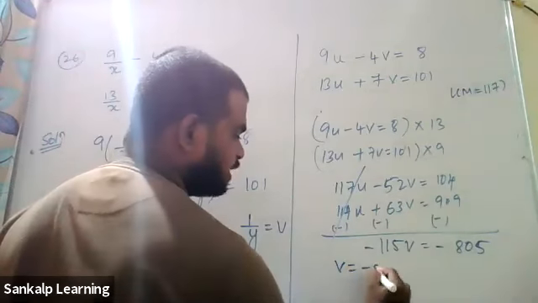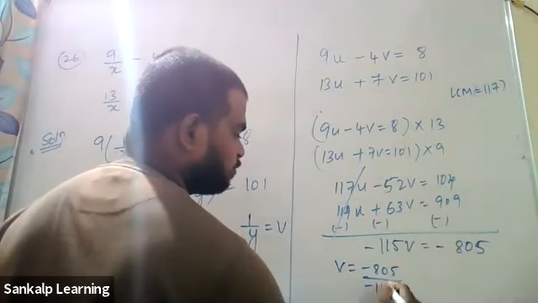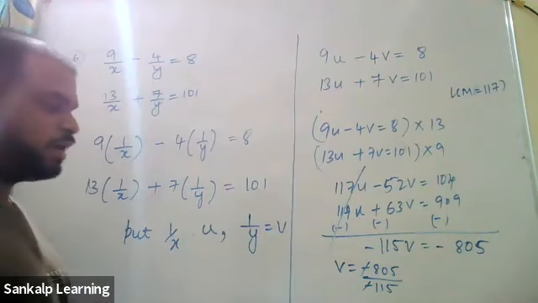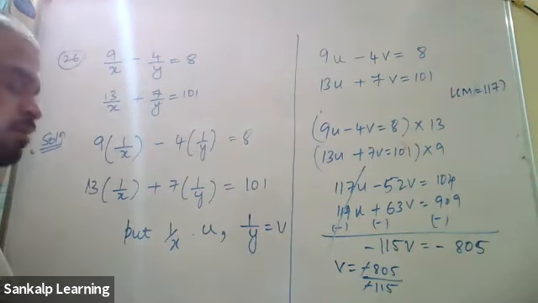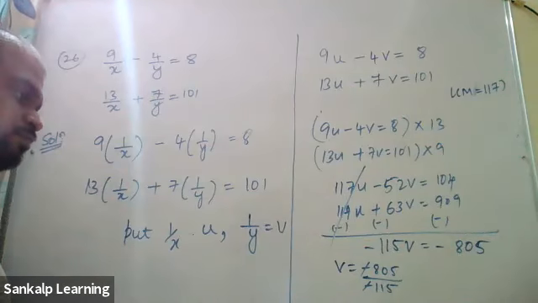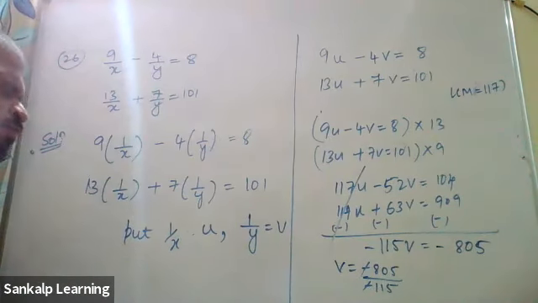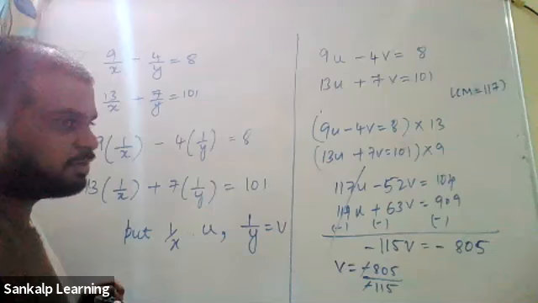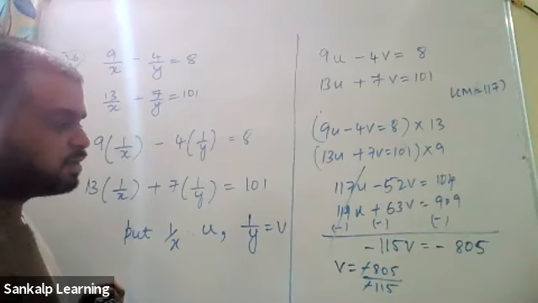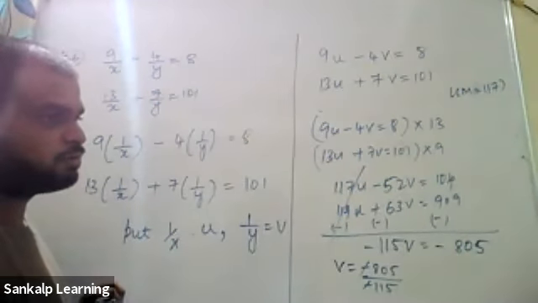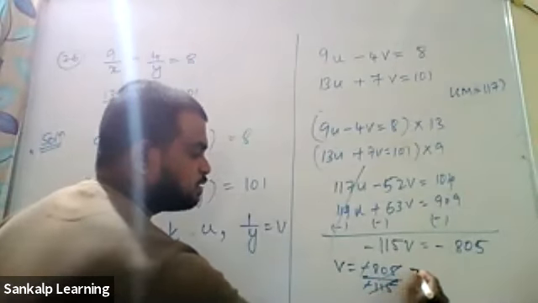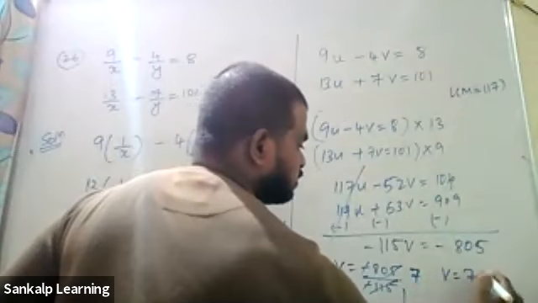Therefore, v is equal to minus 805 divided by minus 115. Minus minus gets cancelled. Just check it out. 805 divided by 115, how much does it come? 115 sevens are, 100 sevens are 700, 15 sevens are 105. Yeah, 115 sevens are 805. Therefore, v value is 7.